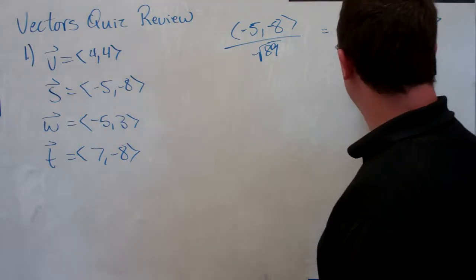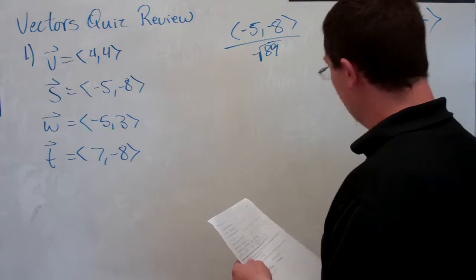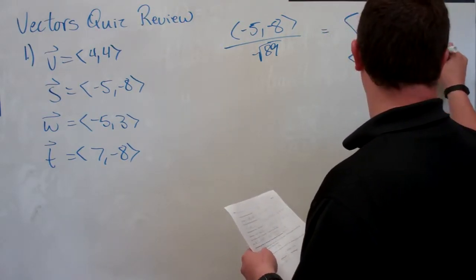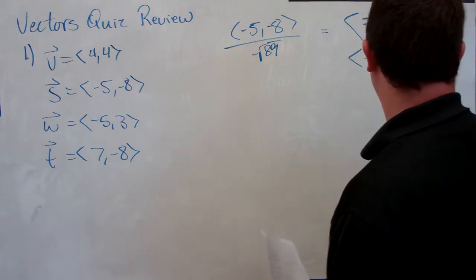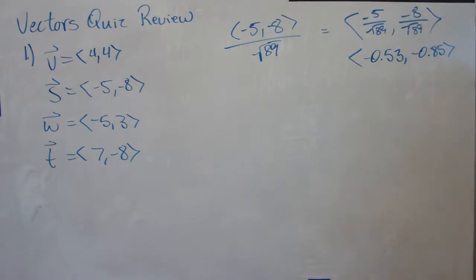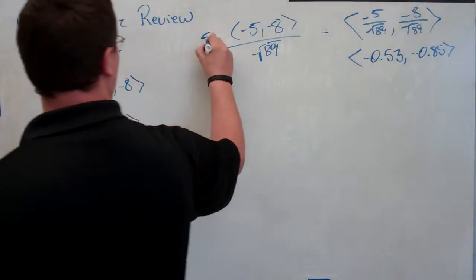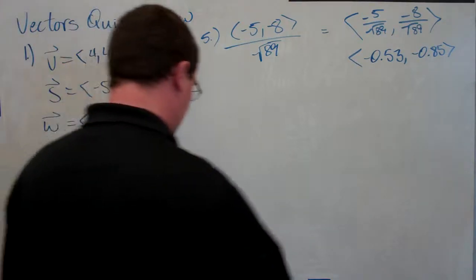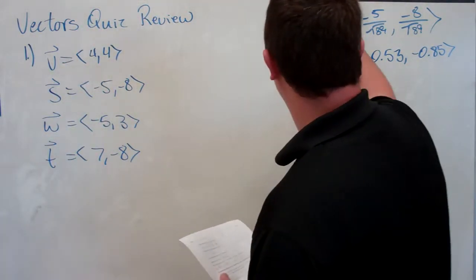But if you don't want to leave it like that, you want to put it in decimal form, go ahead as well. There's your decimal point. Negative 0.53, comma, negative 0.85. All right, that was number 5. That was the unit vector of S. All right, now let's look at number 6.